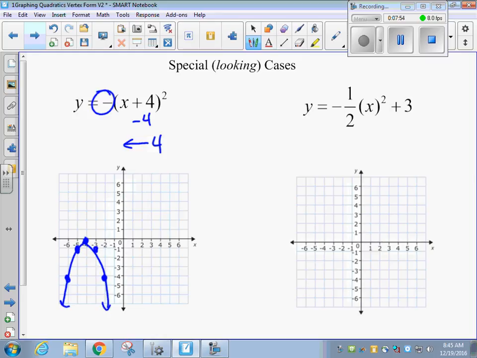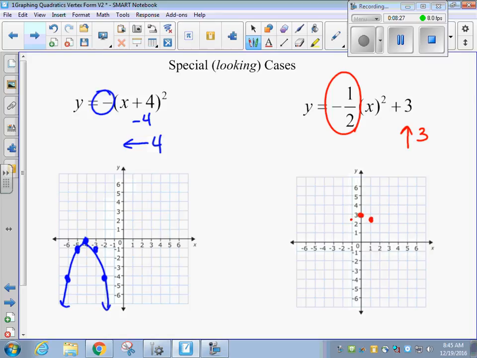All right, here's our second odd case. In this situation, there's actually no value inside with x, so that means we're not going to shift right or left at all. This plus 3 still shifts our graph up 3. So our vertex occurs at 3. Just like before, we're going to go out 1. When we go out 1, 1 squared is 1. 1 times negative 1/2 is negative 1/2. So we're actually going to go out 1 and down a half of a square. Out 1, down a half of a square.